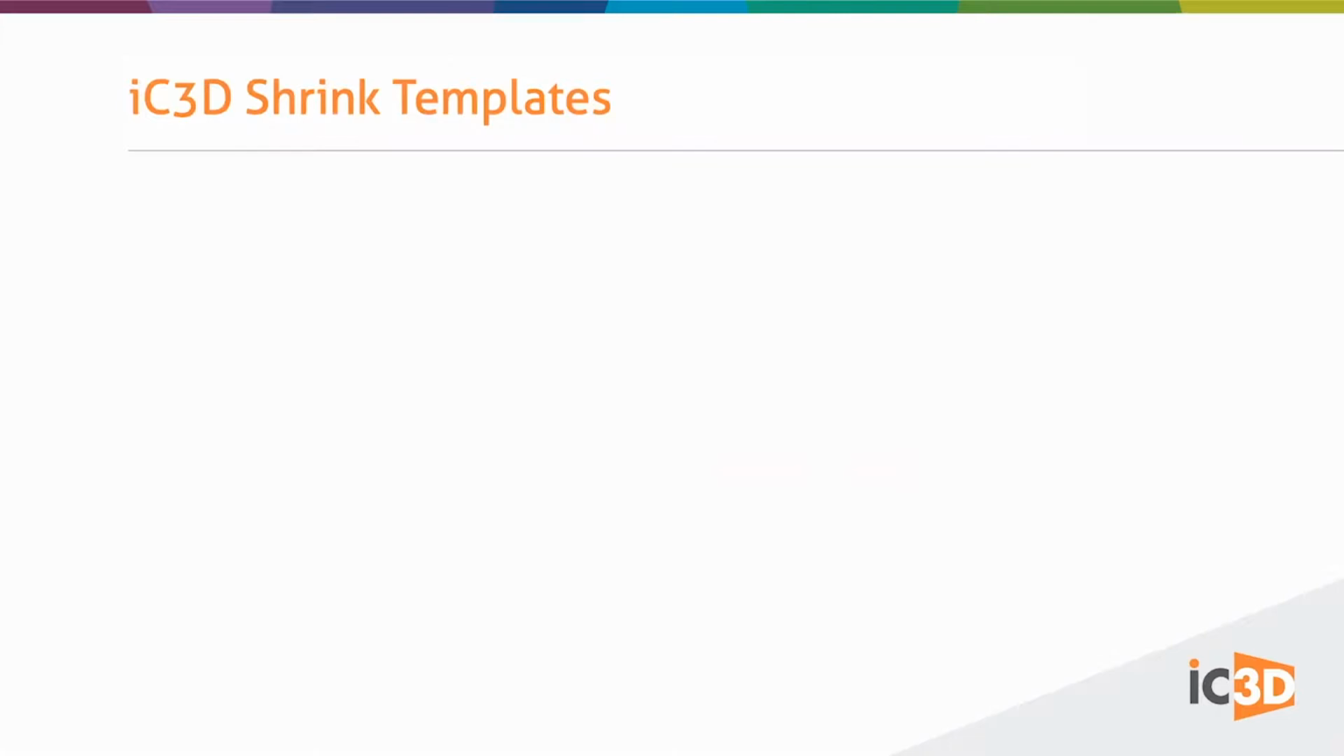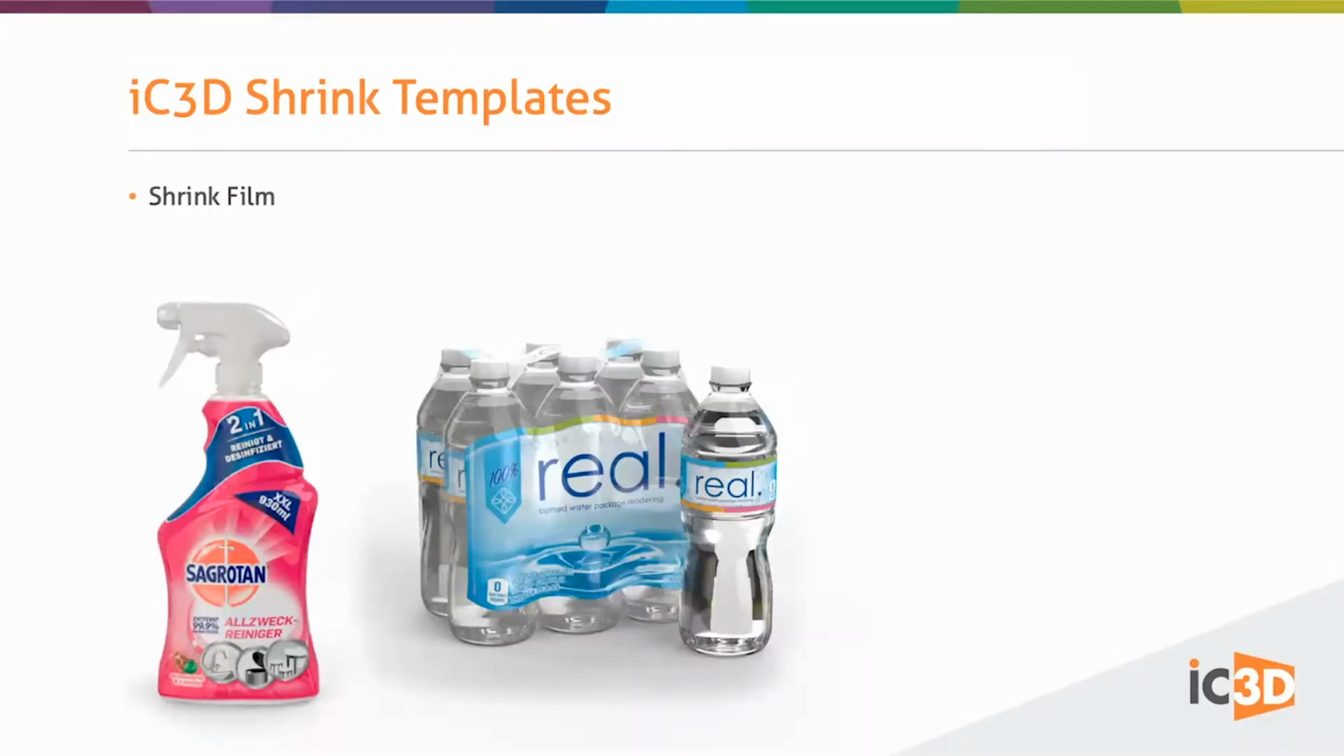Okay, so that leads me on to start talking about iC3D and our shrink templates and the type of shrink films that we can generate. So we have a shrink film template that will generate models like you see in the imagery that's popped up on my screen now, whether it's asymmetric items that need to have a shrink film placed around them, like the trigger spray bottle on the left, or a multi-pack, like the 6-pack of water bottles that you see there. It has a bit of film around the middle for the labeling area, and then a multi shrink cover on the outside to hold all the bottles together. Okay, so we can produce any of those permutations.